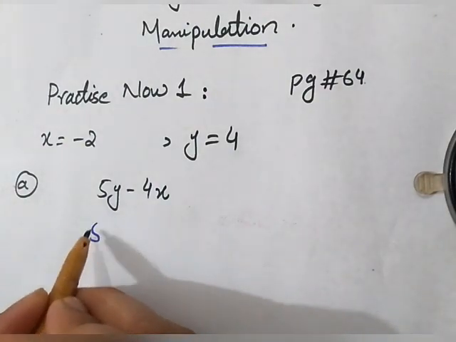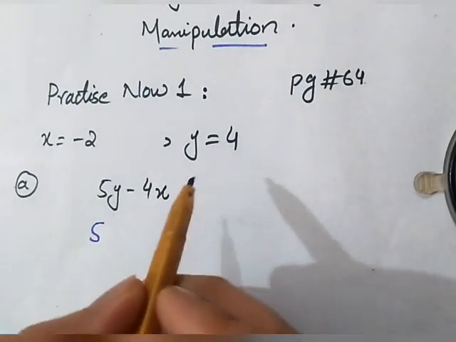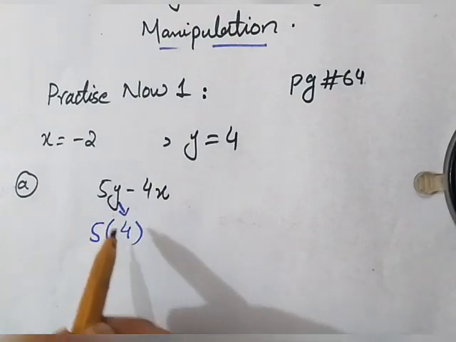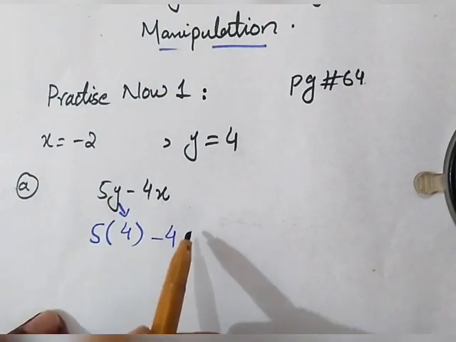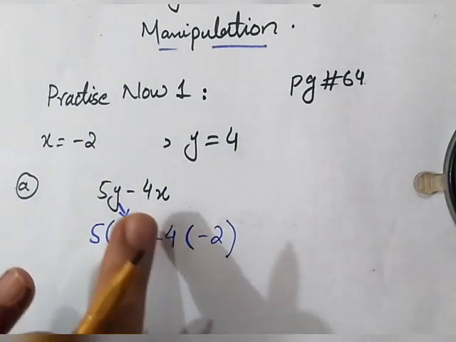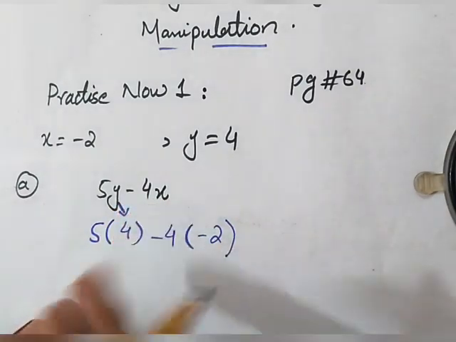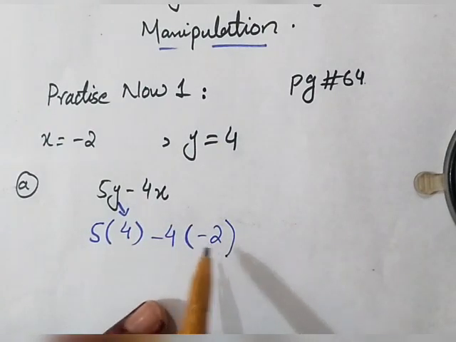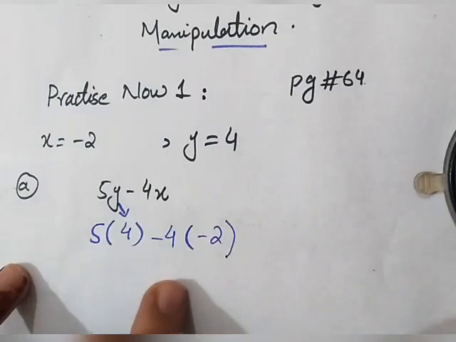Now 5, what is the value of y? 4. The value of y is 4, so here we put the value of y in place of y. Then minus 4x. Now, what is the value of x? The value of x is minus 2. Keep one thing in mind: whenever you are putting in a value, place that value in brackets. That means this x is multiplied with 4. When you put minus 2 in the bracket, that means this minus 2 is multiplied with minus 4. In this step we just put in the values of x and y.